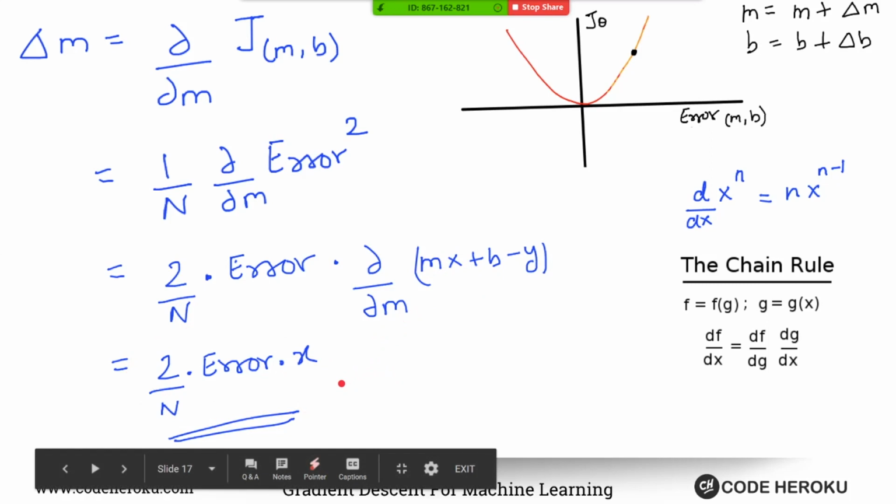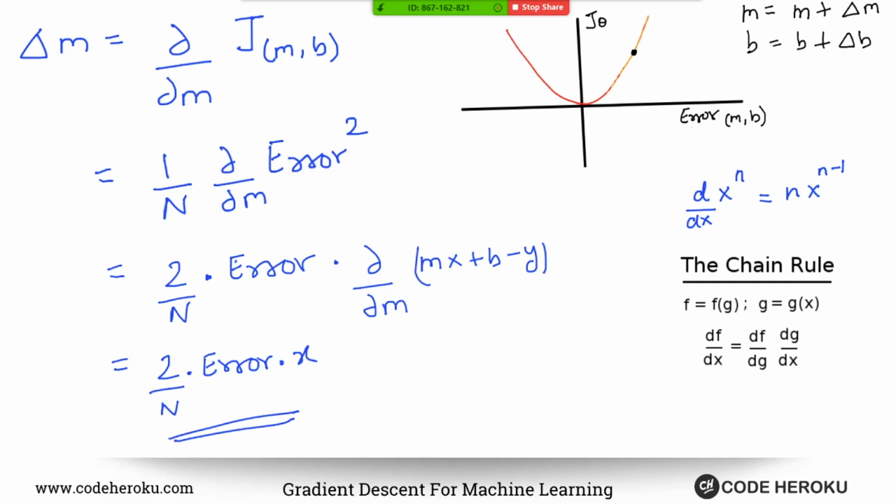And this is the final answer for what delta m should look like. And remember, this is the slope of the tangent at that point, right? And we are going to go in the opposite direction of that tangent.